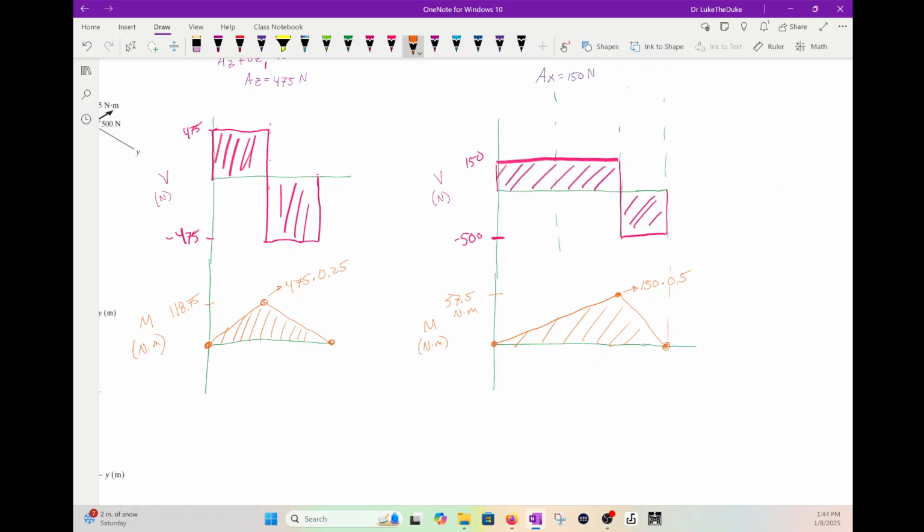Right? Also, if you want, you can look right here. That value is, oh, sorry. This is 75. I didn't mean to do that. This value right here, 37.5. Sorry about that. Okay, yep, that should be 75.